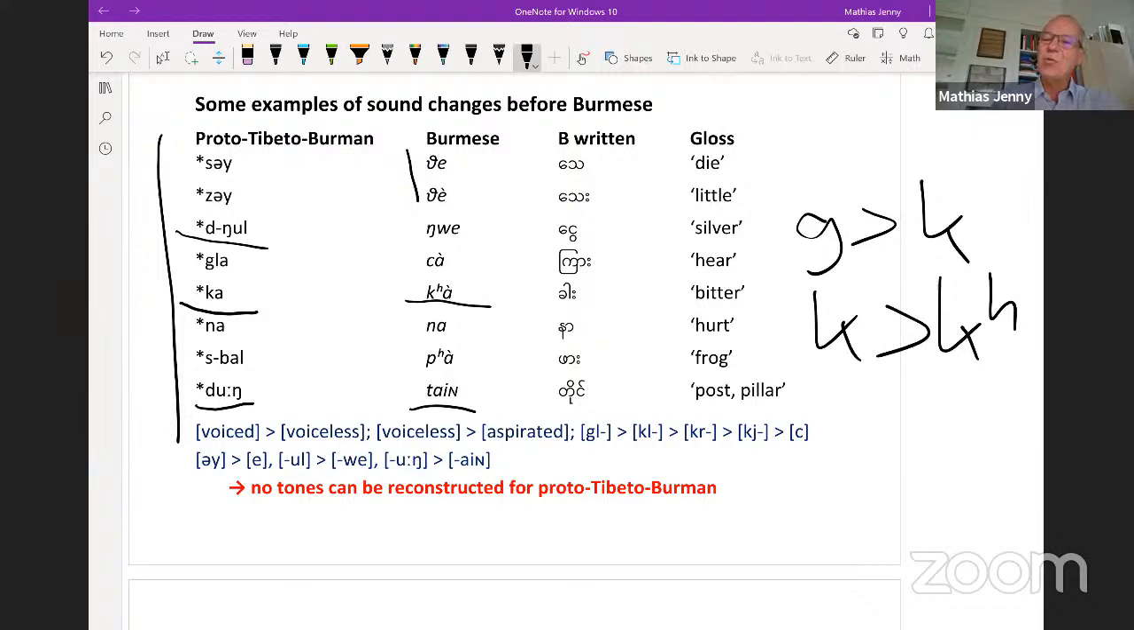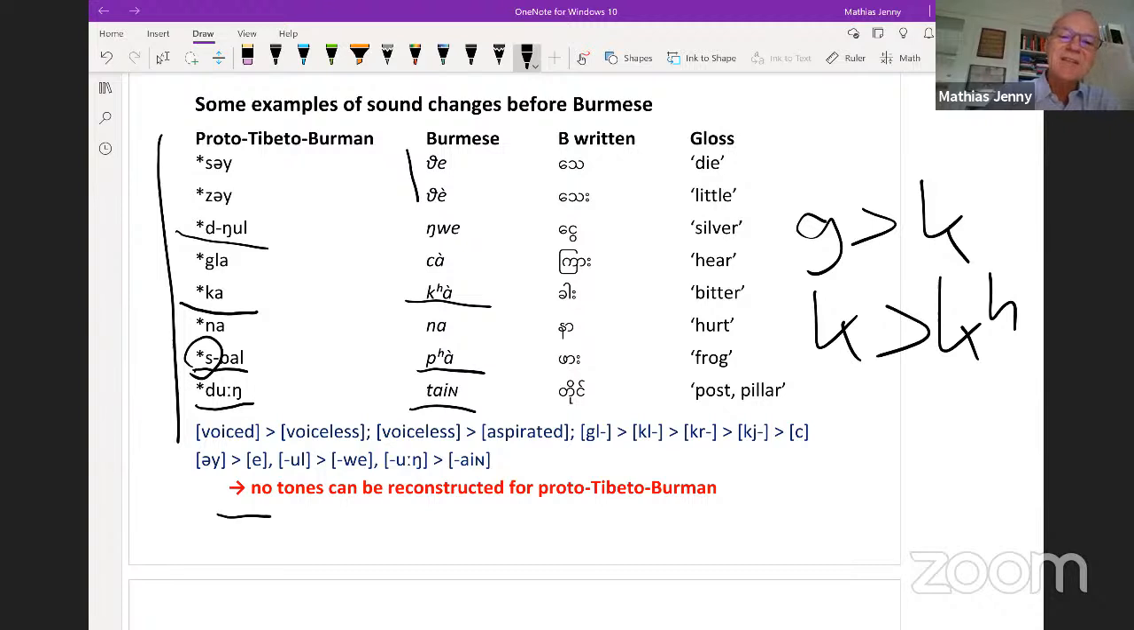And this happens everywhere. In some cases, like sbal in Proto-Tibeto-Burman, a frog, this becomes pa because the S made it voiceless at some point, which then becomes aspirated in Burmese. So these are regular sound changes that differentiate modern Burmese from the original language, Proto-Tibeto-Burman.